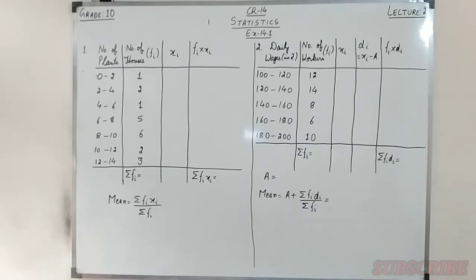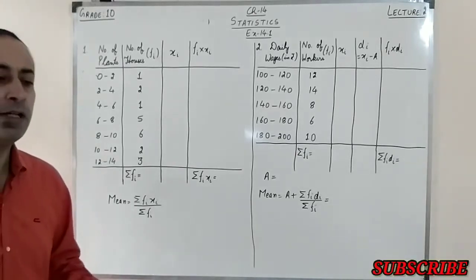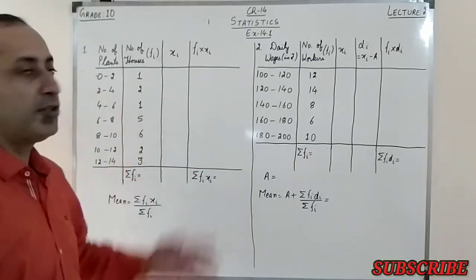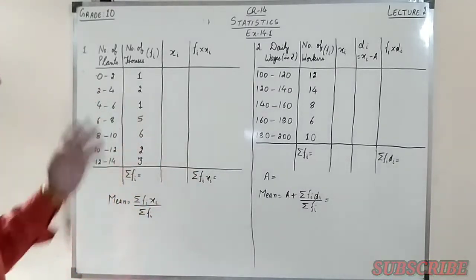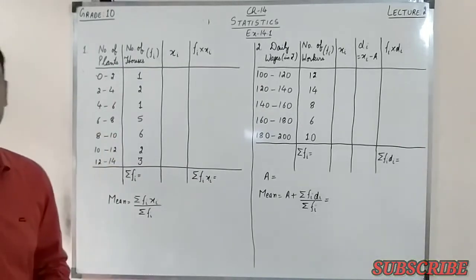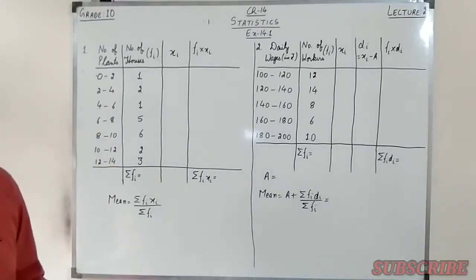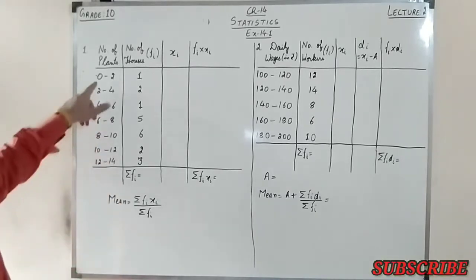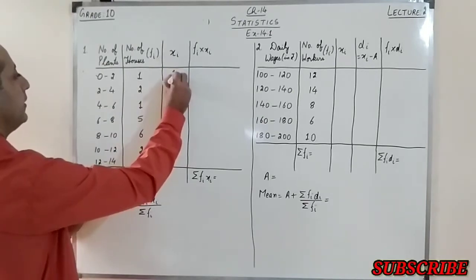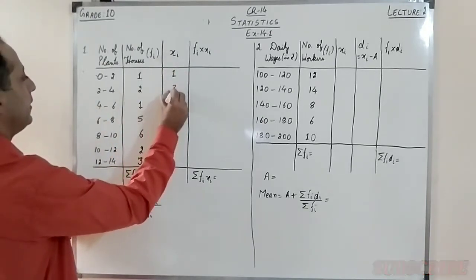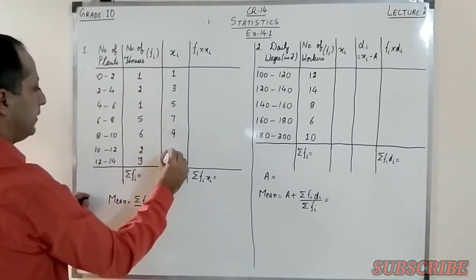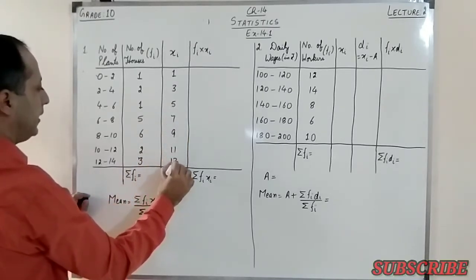Now we know in the direct method, or any method to find the mean, the first step is to find the class marks, or the Xi. So first of all we find the Xi, and what we have to do is add the lower limit and the upper limit of the interval, and then divide by 2. Adding these two and dividing by 2, we get here 1. The next thing we get here is 3, then 5, 7, 9, 11, and finally 13.